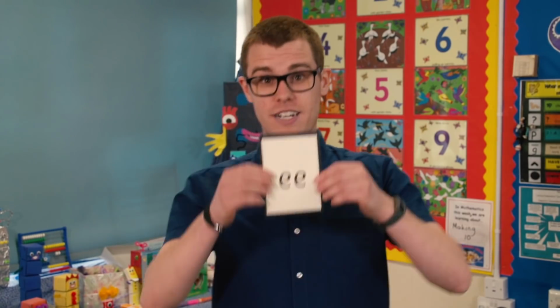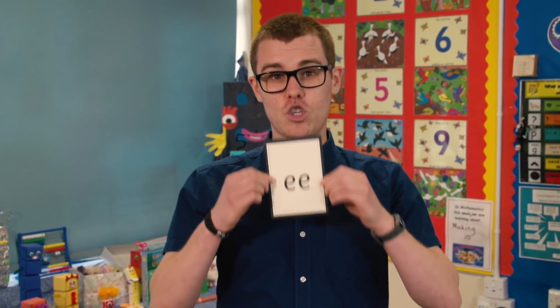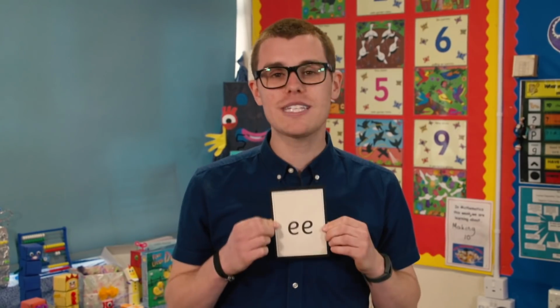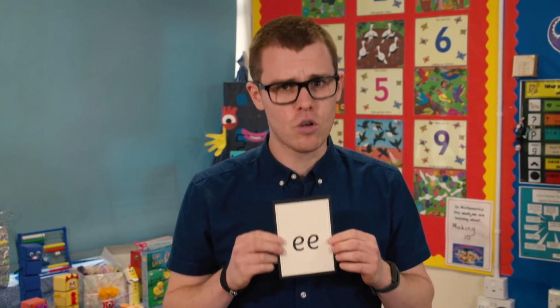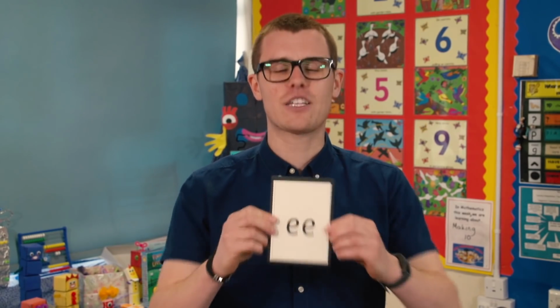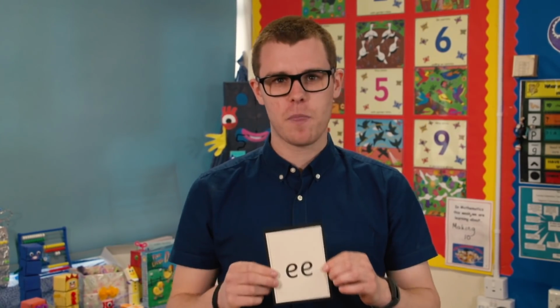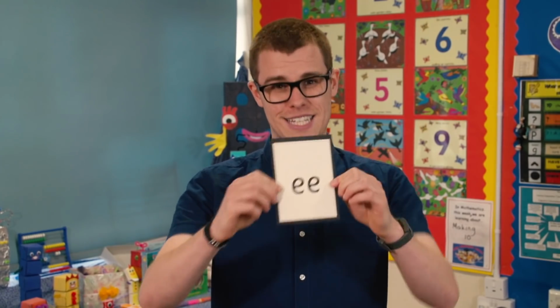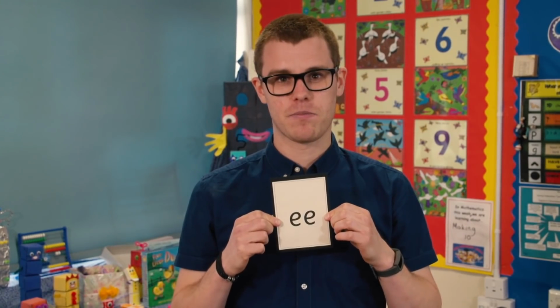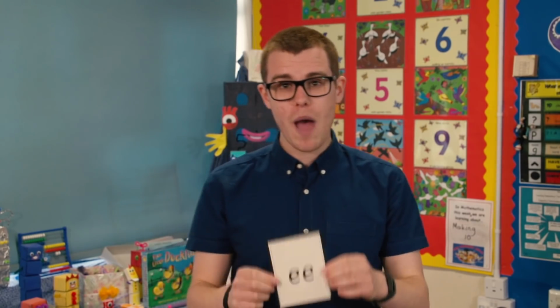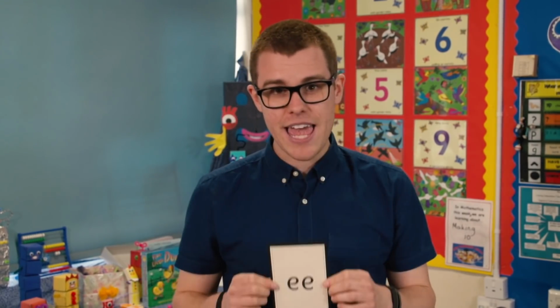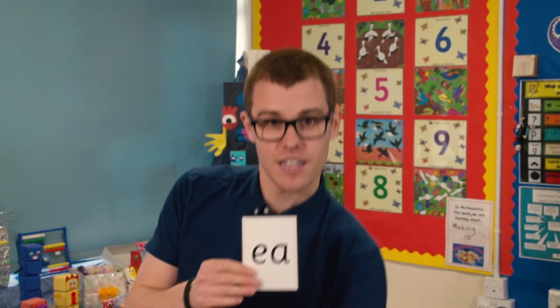So we know the sound E is written like this. Two letters making one sound is called a... What's it called? That's right, it's called a digraph. This digraph makes the sound E. But guess what, children? There's another way to write the sound E. And it looks like this.